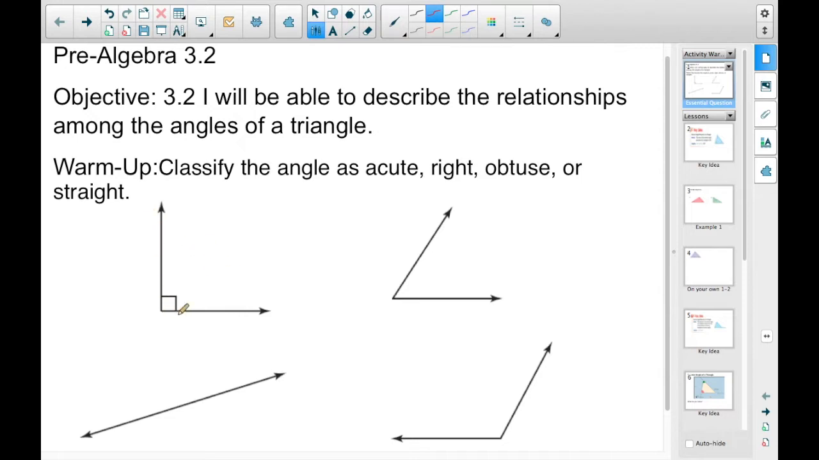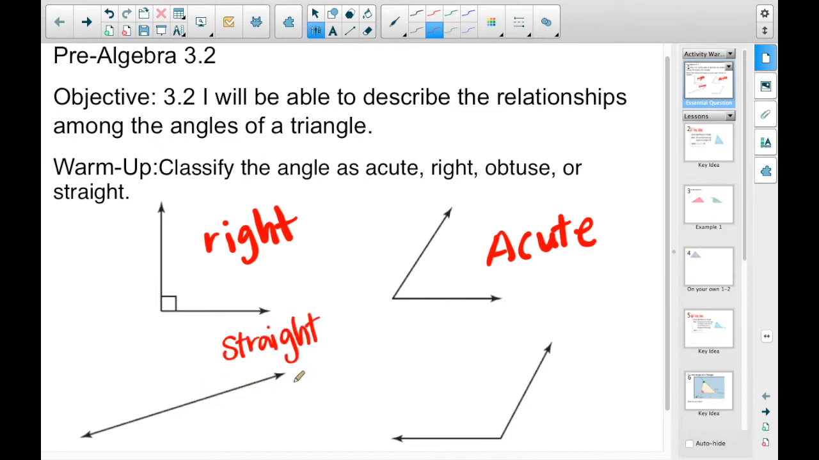So here we have a 90 degree angle, and we don't assume we have that 90 degree angle symbol. So this is called a right angle. And then we have an acute, which is less than 90. So this is called an acute. And then we have a straight angle, which is also 180 degrees, supplementary, if I were to draw another line here. And then we have an obtuse angle, which is an angle that is greater than 90.